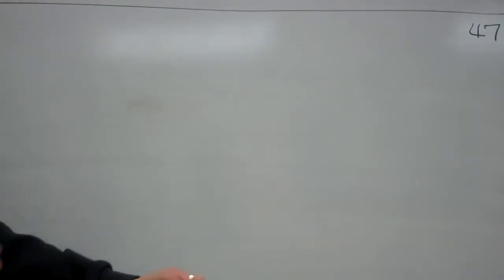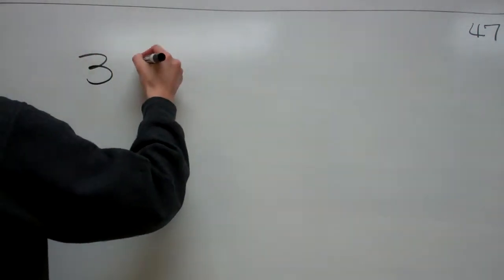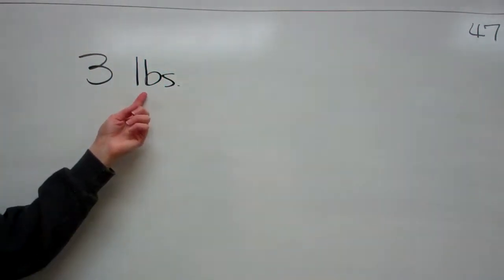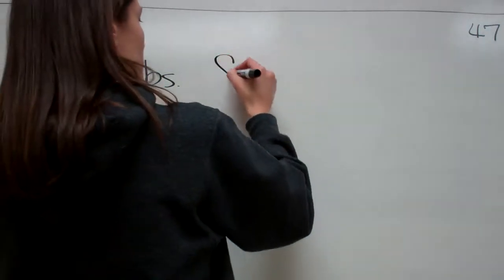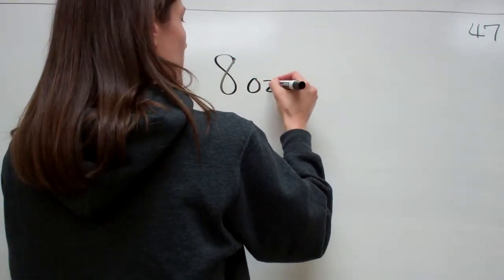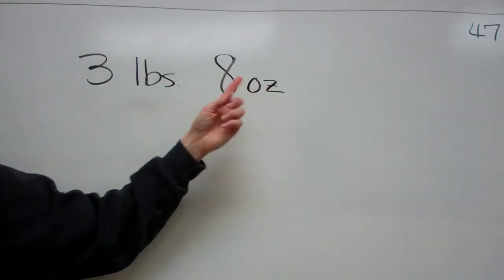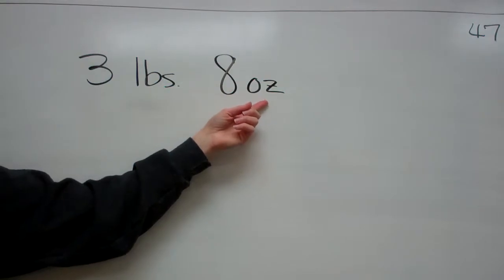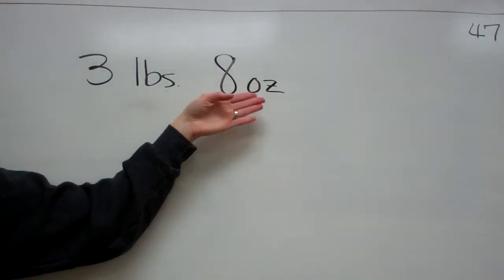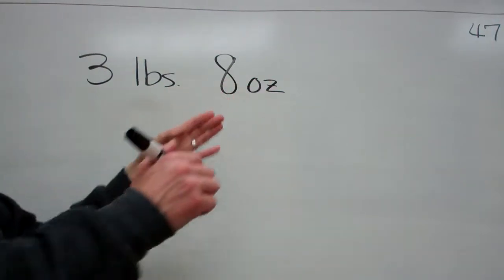Ready? Listen to this one. This is the last one we're going to do. The melon weighed 3 pounds. This LBS means pounds. 3 pounds, 8 ounces. And I'm going to put my Z like that so we don't think it's a 2. The melon weighed 3 pounds and 8 ounces. How many ounces did the melon weigh?